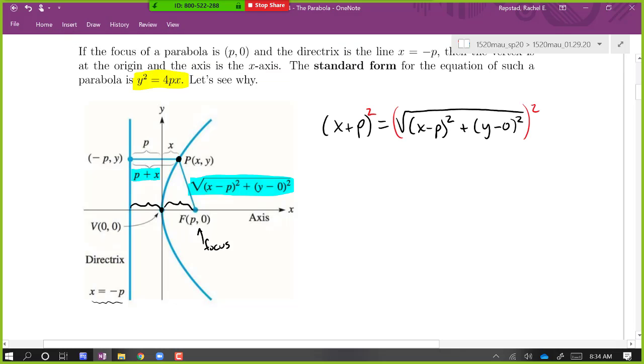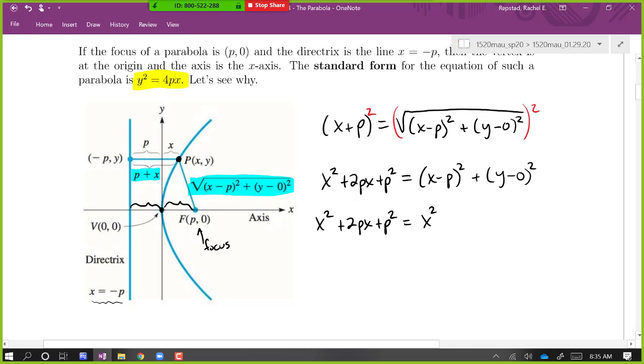On the left here, I'm going to FOIL that out. I'm going to multiply that square. So (x plus p) squared is x squared plus 2px plus p squared. On the other side, we've got (x minus p) squared plus (y minus 0) squared. And I'm going to FOIL both of those out. So let's expand those. x squared minus 2px plus p squared plus y squared.